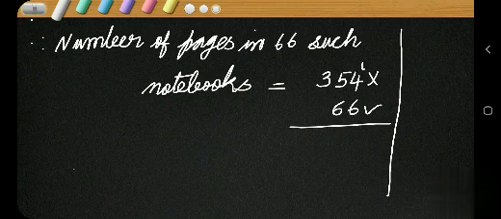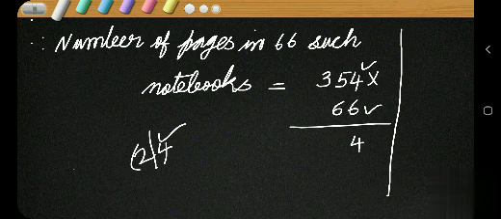6 into 4. 6 4s are 24. 24's 4 here and balance 2 where? Yes, balance 2 in the working column. Okay. Balance 2 in the working column.